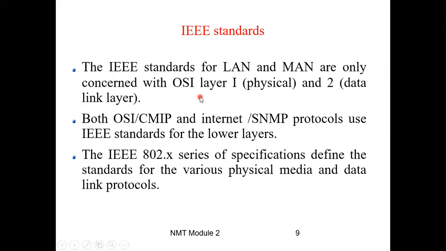Then comes the famous one, IEEE standards. The IEEE standard is used for LAN and MAN. They are concerned with OSI layer one, that is the physical layer, and the data link layer, that is layer two. Both OSI and internet protocols use the IEEE standard for the lower layers. So we have the IEEE 802.x series of specifications, which define the standards for various physical media and data link protocols. Now we are not going to study the IEEE standard because in your wireless network course you will be studying the IEEE 802.x series. So here it is just a concept of IEEE. It does not have a separate chapter.